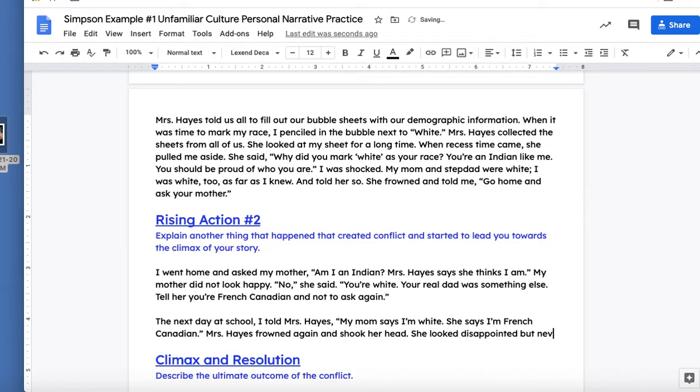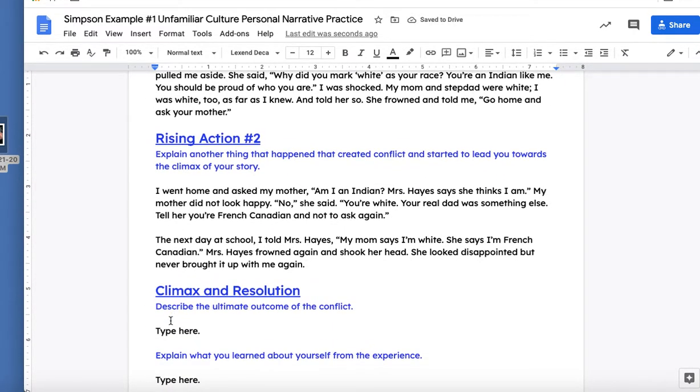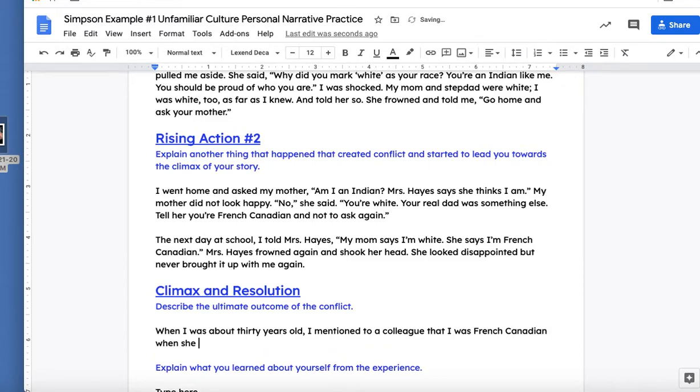But I'll say, but never brought it up with me again. Okay, so now I feel like I'm getting to my climax. So the ultimate outcome of the conflict didn't come for like 20 more years. So the ultimate conflict was when I was about 30 years old. I mentioned to a colleague that I was French Canadian when she asked about my heritage.